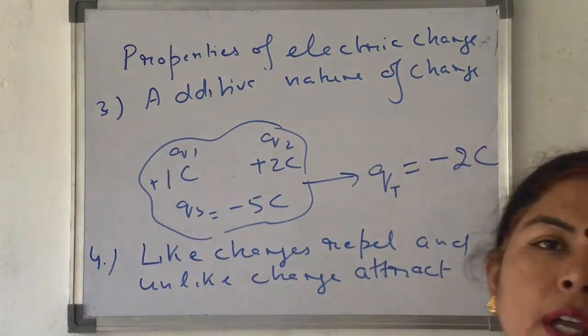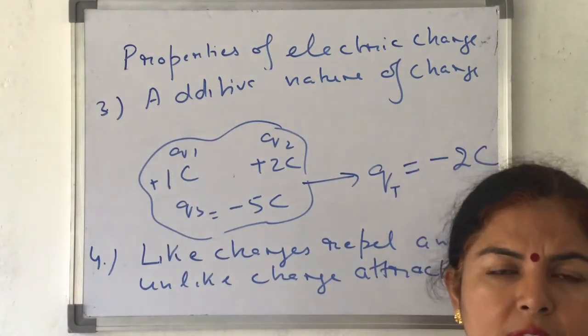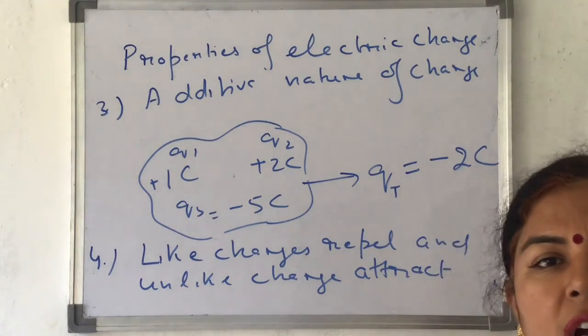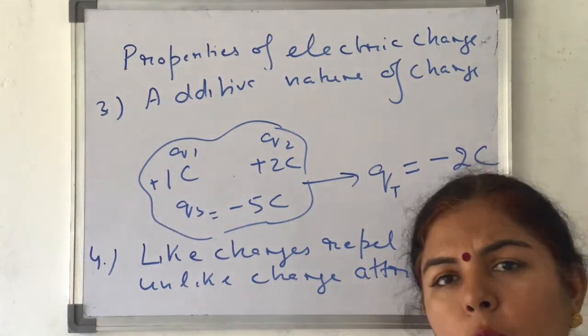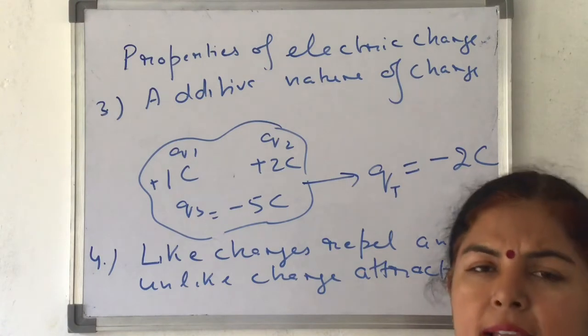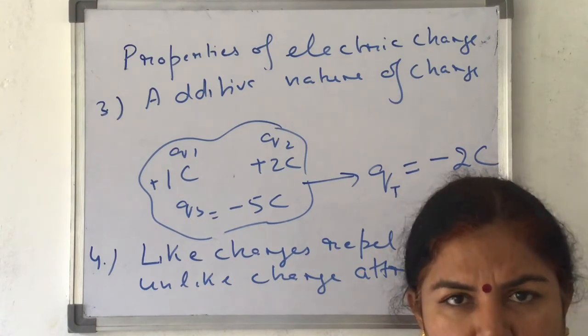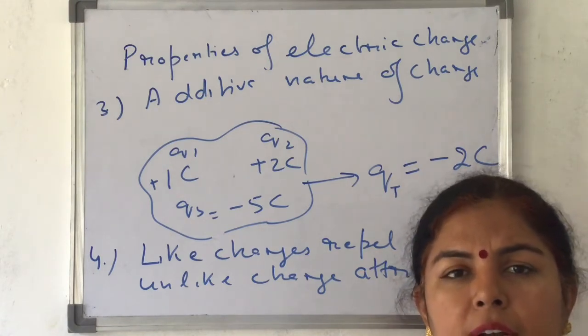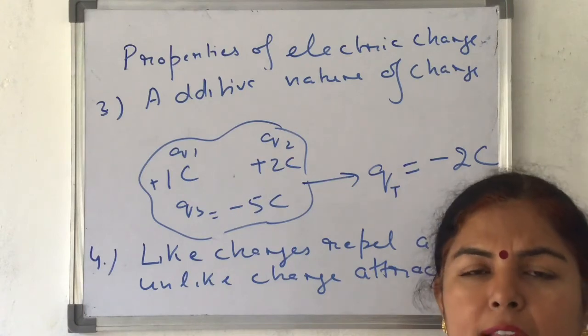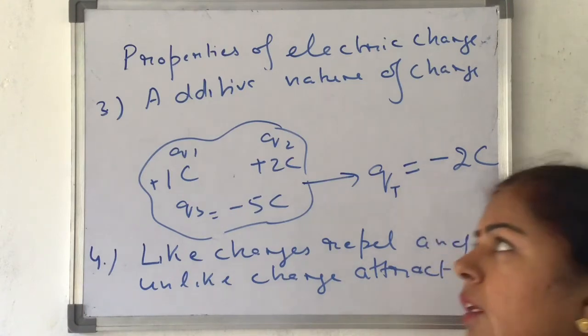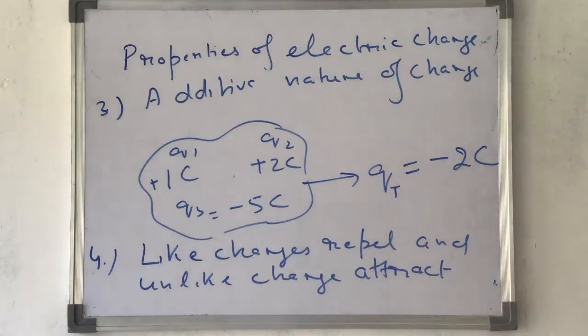What have we done? We have learned the properties of charges. The very first thing is electric charge is quantized, that is Q is equal to plus minus Ne. Second is the law of conservation of charge, that is charge is neither created nor destroyed in any nuclear or chemical reaction. The third one is the additive nature of the charge. The total charge on an object is actually the sum of all the charges which are present on it. And we come to the fourth one, that like charges repel each other and unlike charges attract.